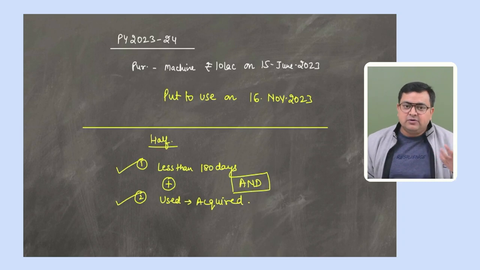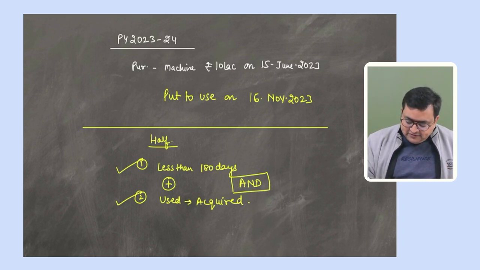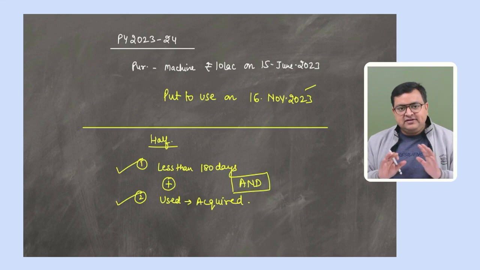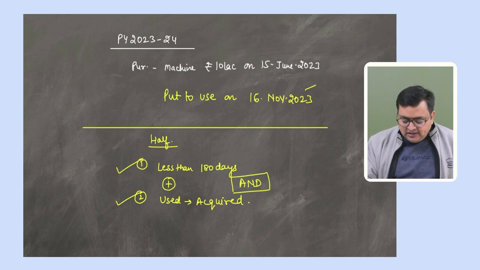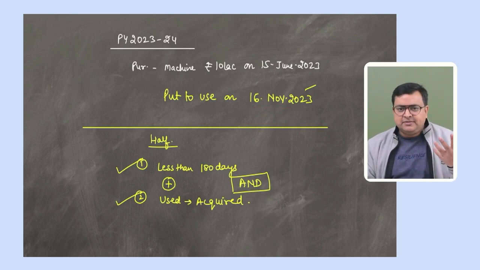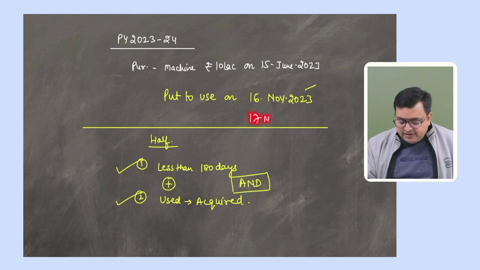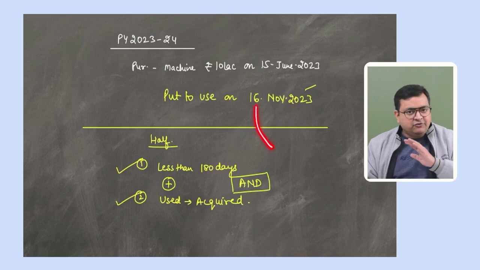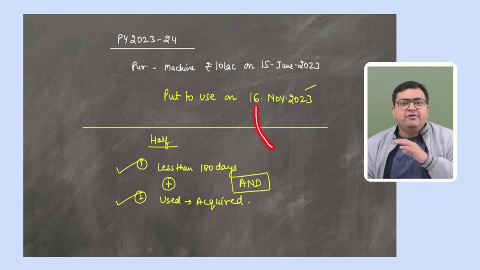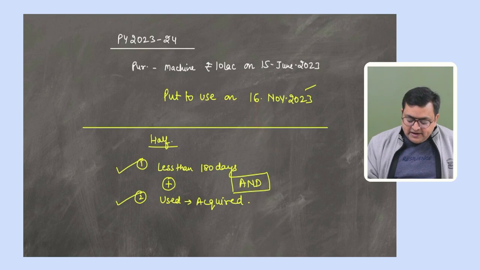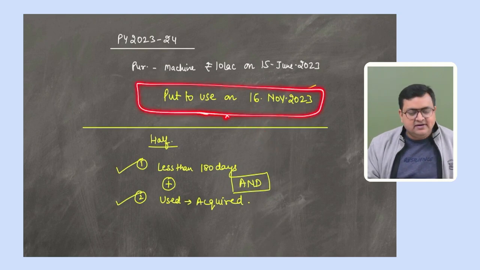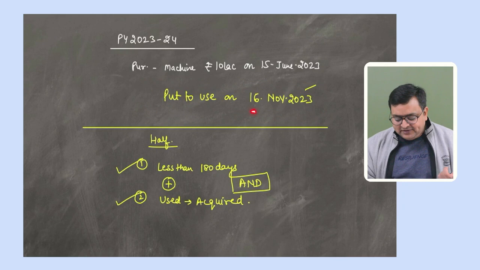Yes, sir. Because now we have started using it. On 16th November, we have used it. And then we have not used it. Because on 16th November, there was some work we have used. We have started using it. And then on 17th November, we have not used it. 18th November, we have not used it. Entire November, you have not used it. December, January, February, March, you have never used it. So tell me how many days this has been used. How many days in this year it is used? Sir, only one day. From 16th November 2023, it is only one day, right?